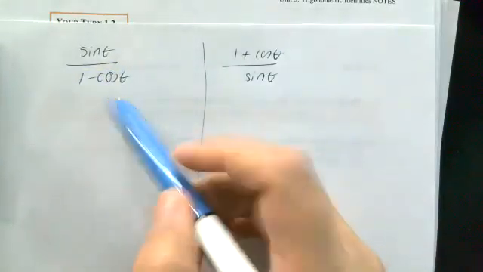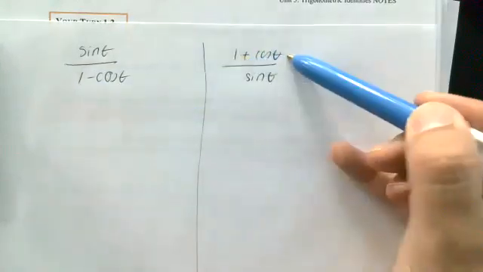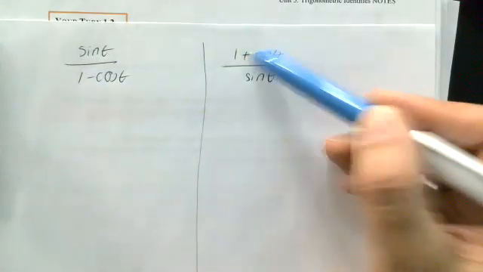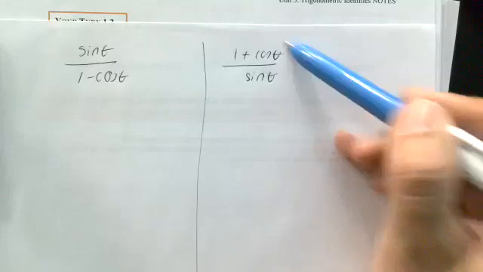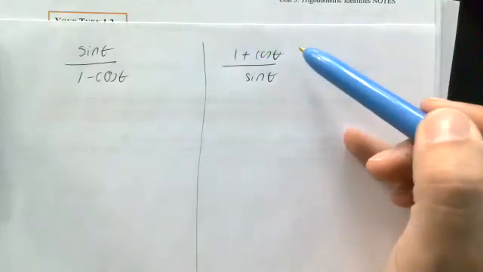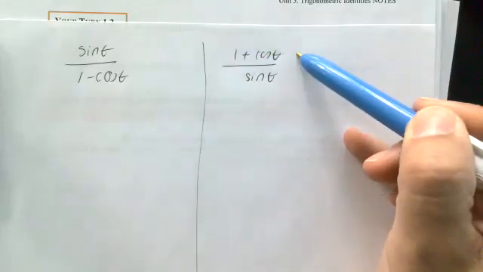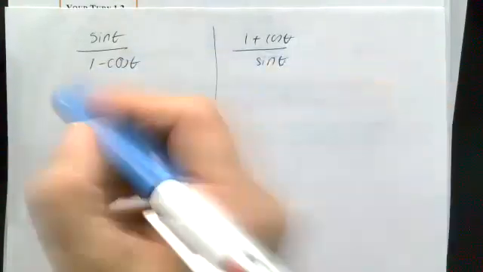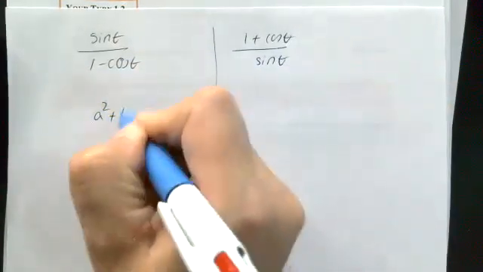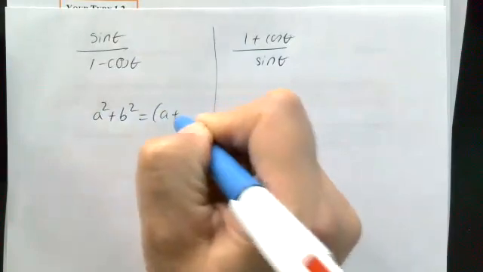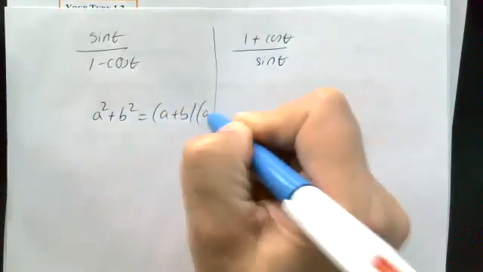It's called a binomial because it has two terms. 1 plus cos is a binomial because it has two terms, right? So for your binomials, if you introduce what we call the conjugate binomial that makes up the difference of squares formula, that's going to lead me to the Pythagorean identity.